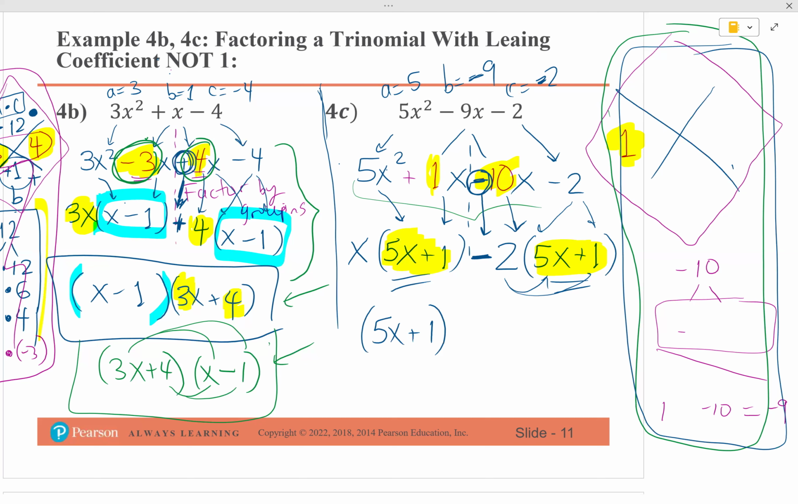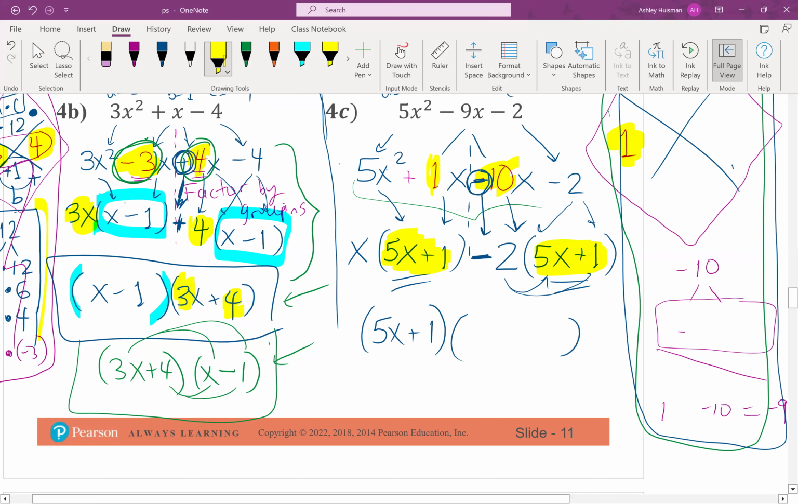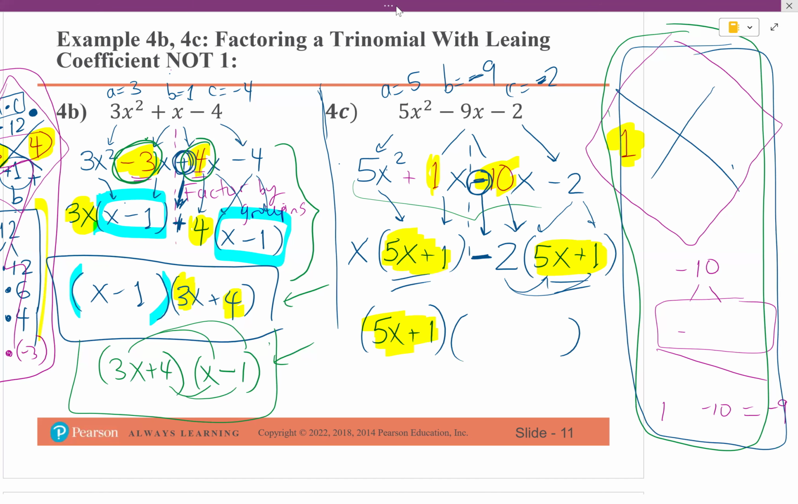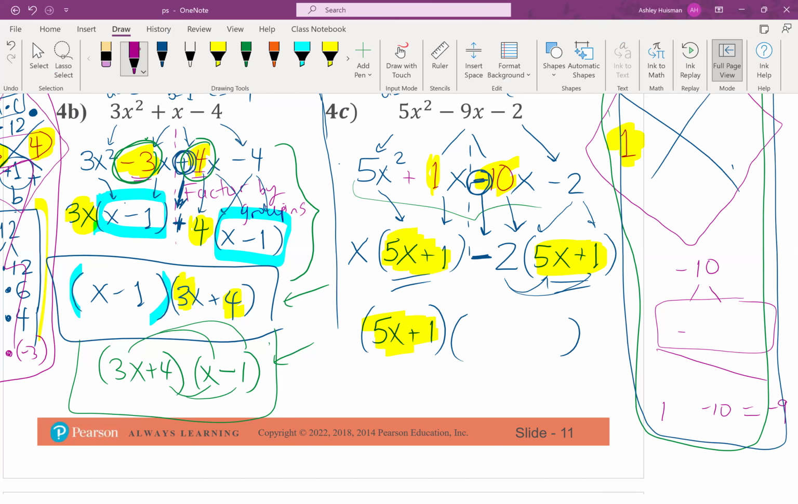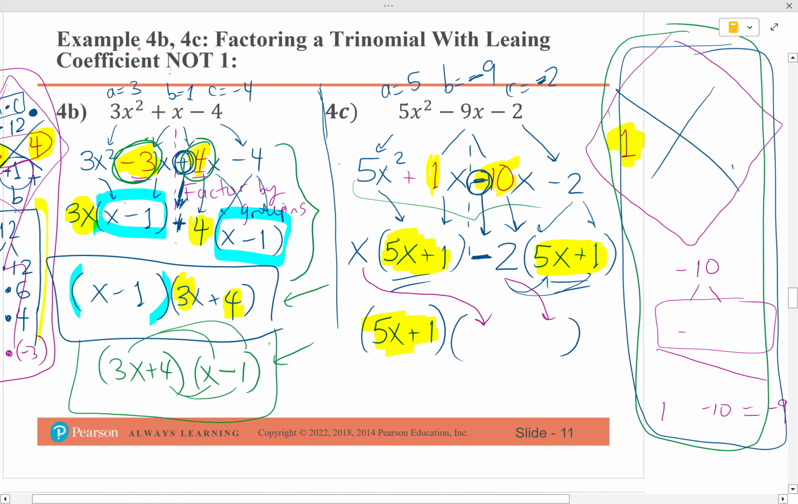5x plus 1 can be taken out. That's what's in common between these two terms. And then the leftovers are going to go in the second parentheses, the x in front of this guy and the -2 in front of that guy. There we go. That's the answer.